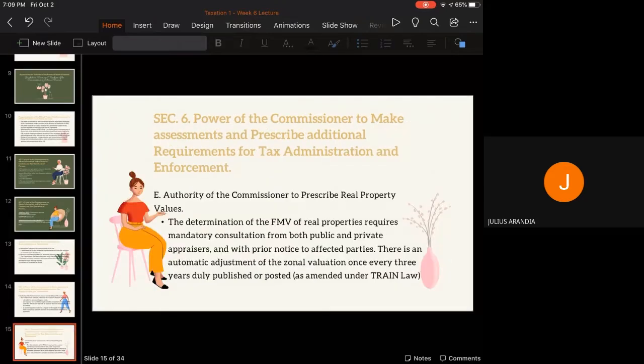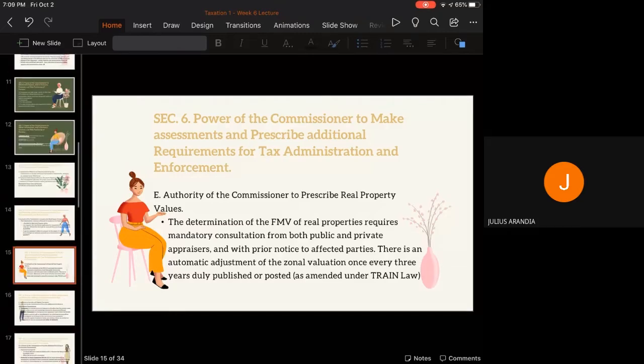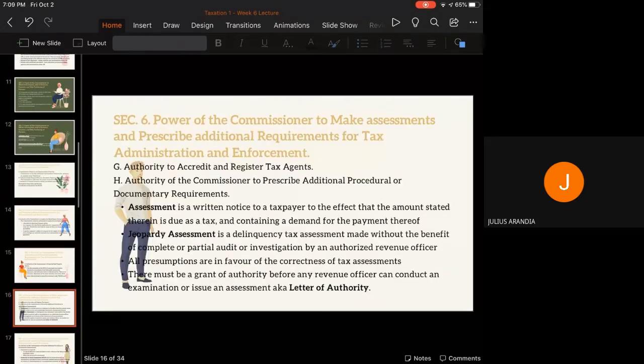That was actually E. G, authority to accredit and register tax agents. H, authority of the commissioner to prescribe additional procedural or documentary requirements.